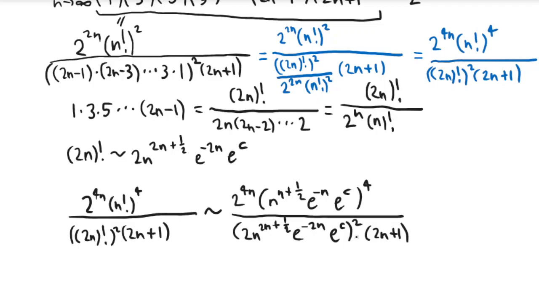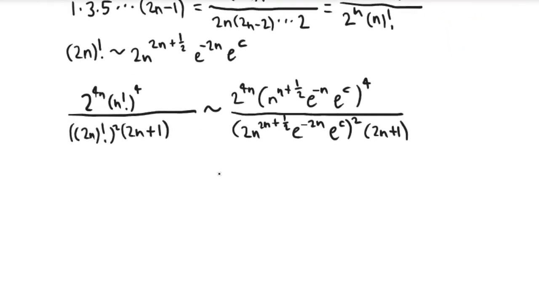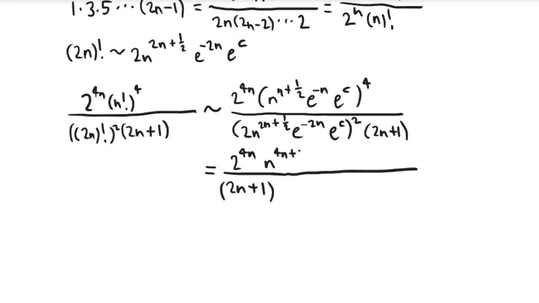Great, so now we can simplify this a little bit. If I simplify here, I can keep the 2 to the 4n the same, divide by 2n plus 1. And then on the top, I'll have n to the power of 4n plus 2, e to the negative 4n, e to the 4c. And then on the bottom, I'll have 2n to the power of 4n plus 1 times e to the negative 4n, e to the 2c. And now what I want to notice is that on the bottom, I have a 2 to the 4n, and I also have a 2 to the 4n on the top. So I can cancel those out.